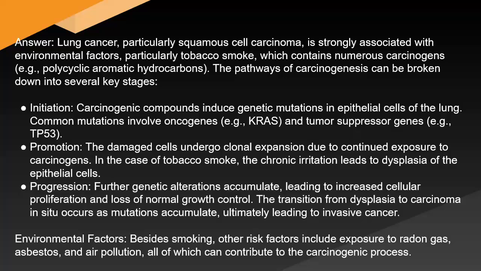In the case of tobacco smoke, the chronic irritation leads to dysplasia of the epithelial cells. Progression. Further genetic alterations accumulate, leading to increased cellular proliferation and loss of normal growth control. The transition from dysplasia to carcinoma in situ occurs as mutations accumulate, ultimately leading to invasive cancer. Environmental factors. Besides smoking, other risk factors include exposure to radon gas, asbestos, and air pollution, all of which can contribute to the carcinogenic process.